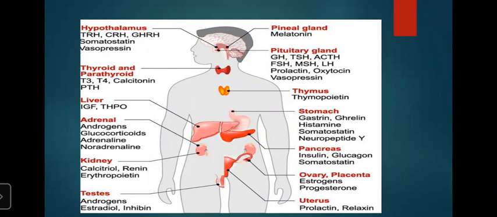Pancreas, it is present behind the stomach. Four types of cells: alpha cells, which are present 20%, beta cells present 70%, delta cells present 5%, PP cells or F cells present 5%.